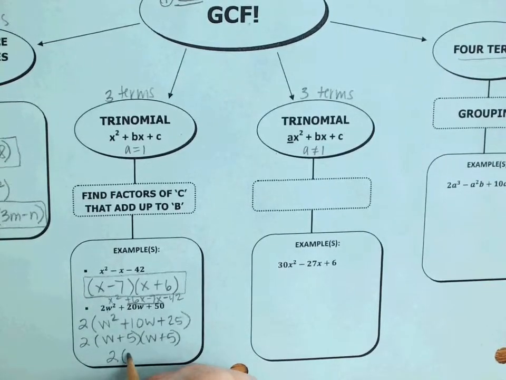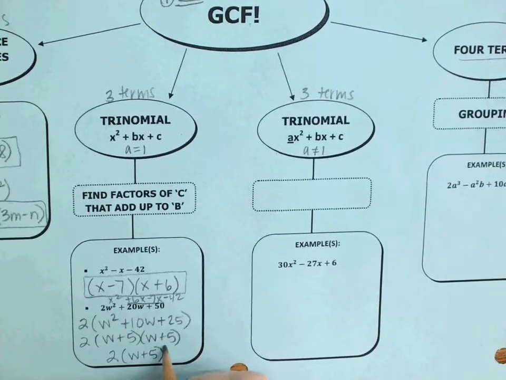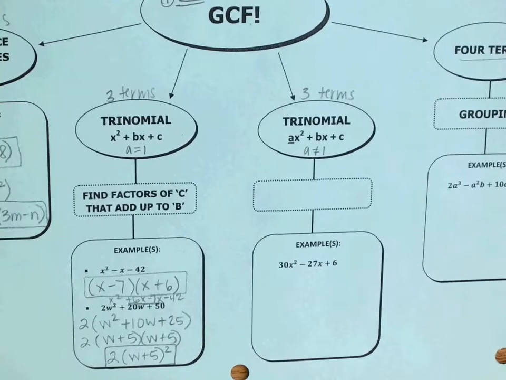I'm going to rewrite this as (w + 5) quantity squared. Okay, now this one is completely factored. You do need to rewrite it this far, this much factored, otherwise you will lose a point on your test. So make sure you are doing that.